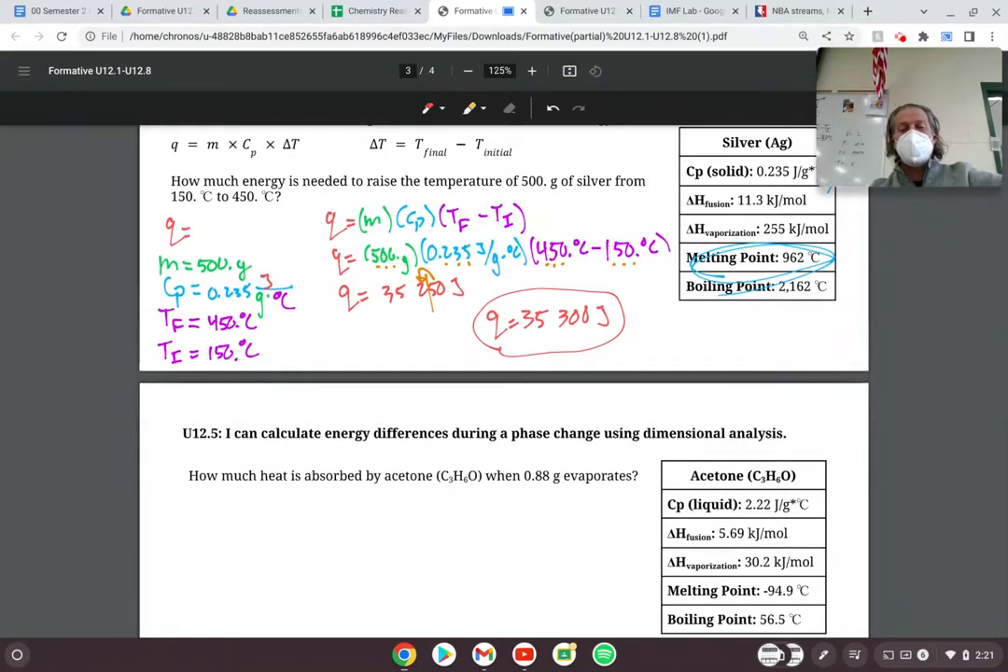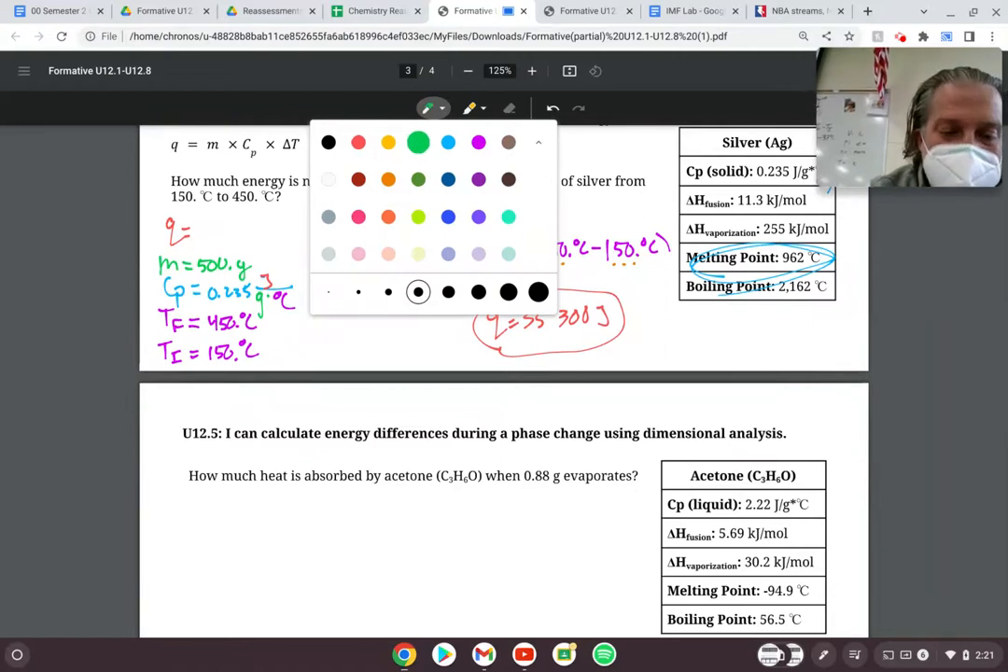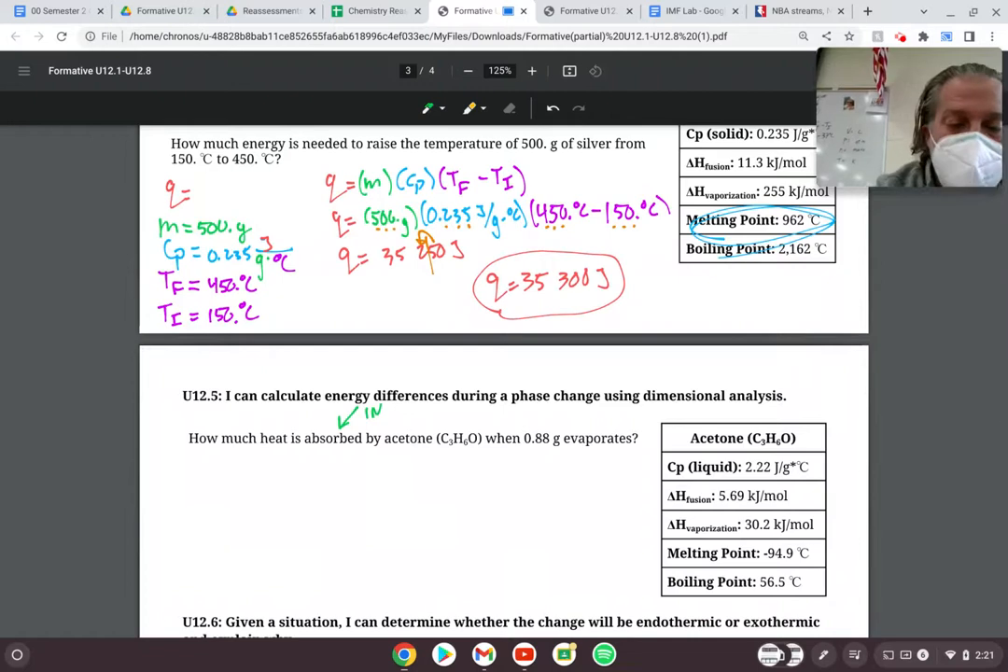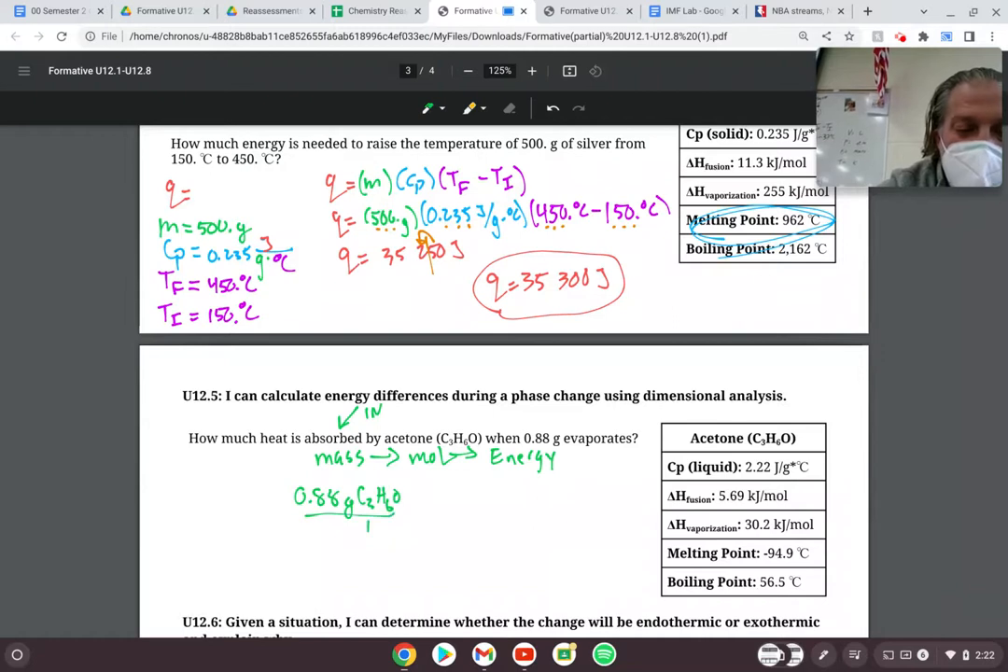Now we're going to talk about acetone, and in this case, we're talking about heat absorbed. Heat absorbed tells me that energy is going into the system when 0.88 grams of acetone evaporates. So I'm going to go from mass to mole to energy here. I'm going to start with my 0.88 grams of acetone, which is C3H6O.